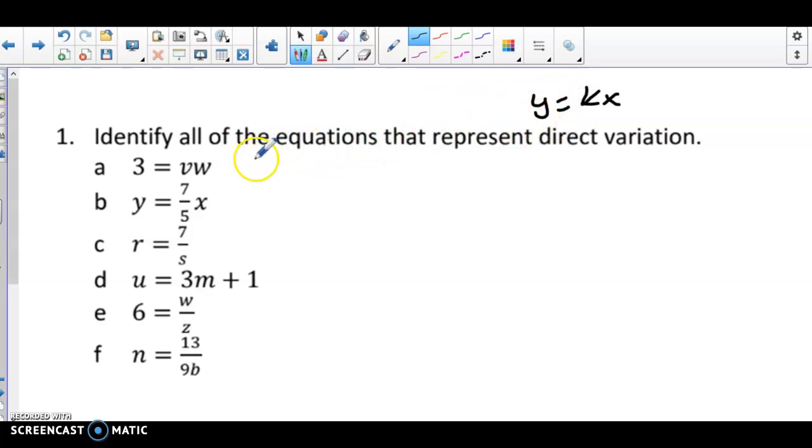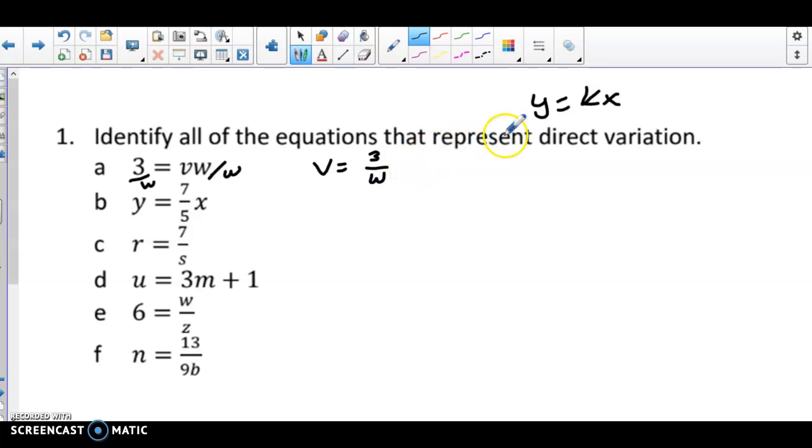so that we can tell if it's direct. So for this one, it doesn't give it to me in my original form. I'm going to have to move some things around. I can pick either v or w to be my variable that I get to be my y. It doesn't matter which. I'm going to pick v. You could pick w if you want, but I want to get v by itself. So I'm going to divide both sides by w, and I'm going to end up with v equals 3 over w.